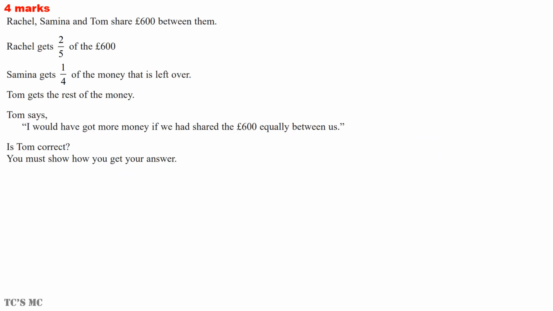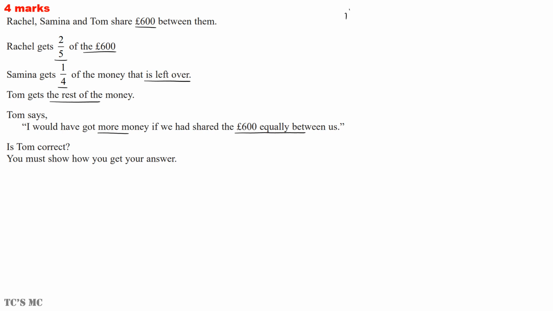Rachel, Samina and Tom share £600 between them. Rachel gets 2/5 of the £600. Samina gets 1/4 of the money that is left over. Tom gets the rest of the money. Tom says, I would have got more money if we had shared the £600 equally between us. Is Tom correct? You must show how you get your answer.